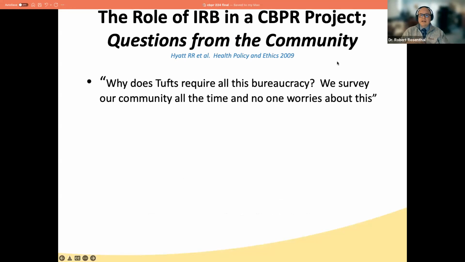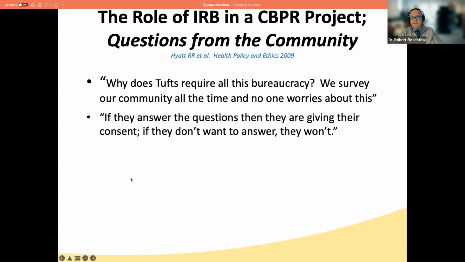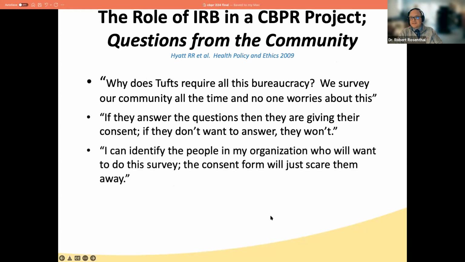So they found that in the CBPR project, there were a number of questions in the community before, like, why does Tufts require all this bureaucracy? We survey our community all the time and no one worries about this. If they answer the question, then they're giving their consent. If they don't want to answer, they won't. I wish that was that easy. That would be kind of nice, wouldn't it?